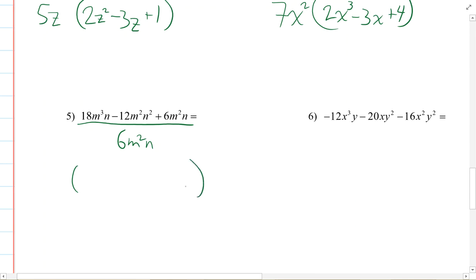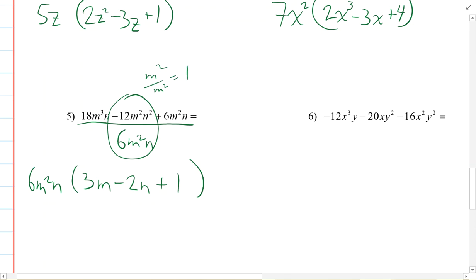So again, set up your brackets, write your GCF up front so you don't forget about it. Then divide. 18 divided by 6 is 3. M cubed divided is m minus 2. Divide, we'll get n, and then this one will be plus 1 again. Okay. Now what's really curious here, remember your m, you have m squared divided by m squared, that equals 1. So technically you would have a -2 times a 1 times the letter n, and that simply equals -2n. Okay, just want to emphasize how that works.